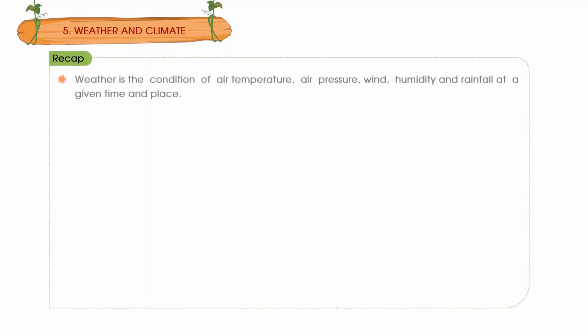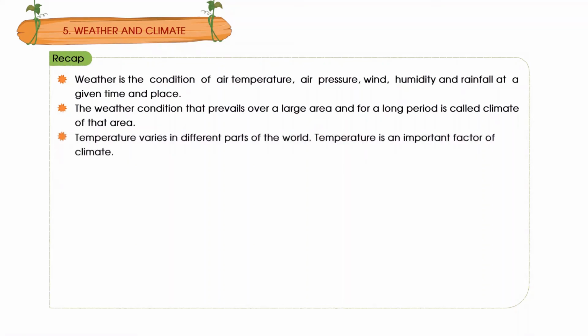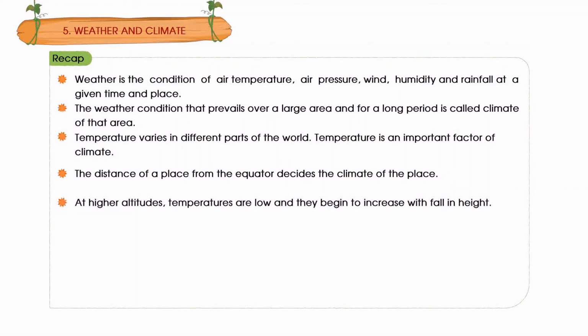Recap. Weather is the condition of air temperature, air pressure, wind, humidity, and rainfall at a given time and place. The weather condition that prevails over a large area and for a long period is called climate of that area. Temperature varies in different parts of the world. Temperature is an important factor of climate. The distance of a place from the equator decides the climate of the place. At higher altitudes, temperatures are low and they begin to increase with fall in height.